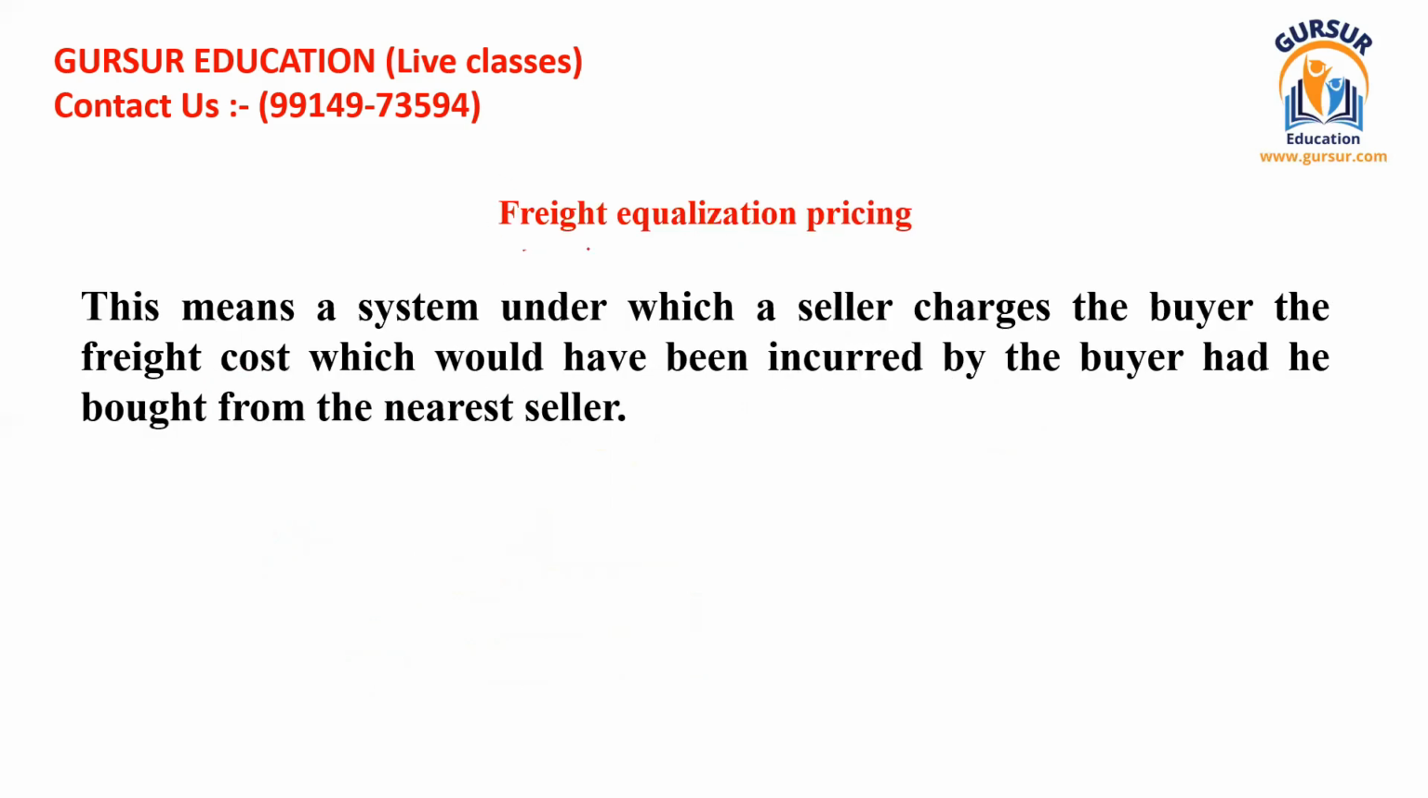The next one is freight equalization pricing. This is also covered under the geographic pricing system. This means a system under which the seller charges the buyer the freight cost. So in this case, what happens? The products are priced in a way that the freight cost is also recovered from the buyer. Only after covering the freight cost is the product sold. This situation is known as freight equalization pricing.